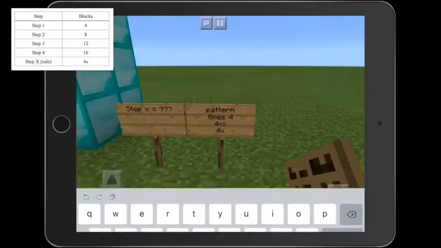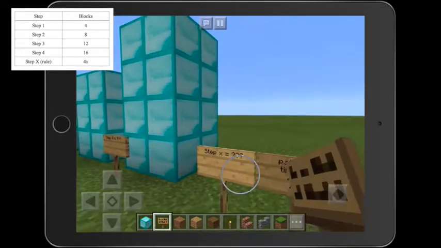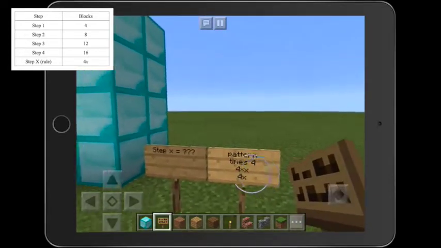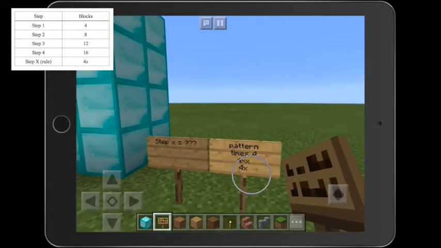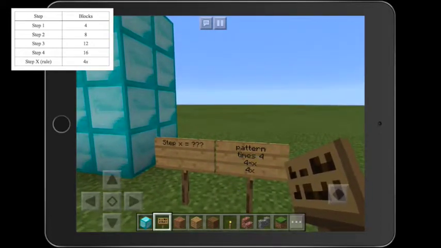So in this case, our pattern for whatever step we were to pick would be 4 times x, or 4x. And that's really the key right here. This 4x is what I want you to be paying attention to, because that's the mathematical way of describing this pattern. So let's see if it works.